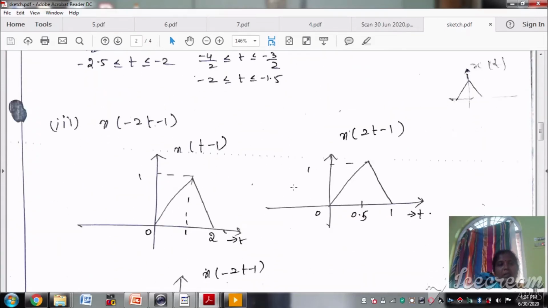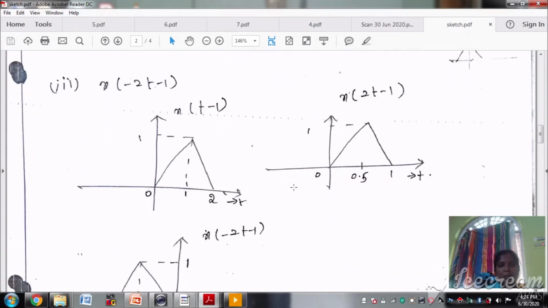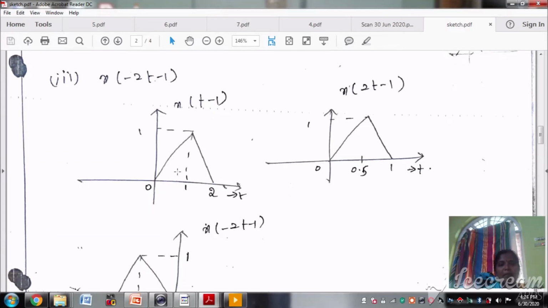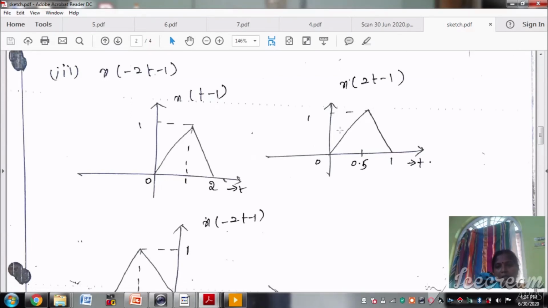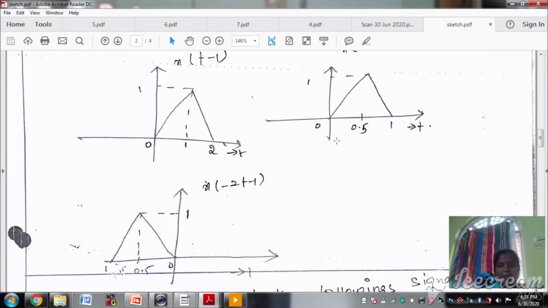And the next one is x of 2t minus 1. For x of 2t minus 1, minus 1 means first the signal should be shifted towards the right side by one time, and the next part is scaling. Scaling means it is greater than 0.5, so the signal will compress. So this will be 0 to 1, and next you have to fold. So this signal should be folded. If you fold the signal with respect to the y-axis, then you will get the output like this.